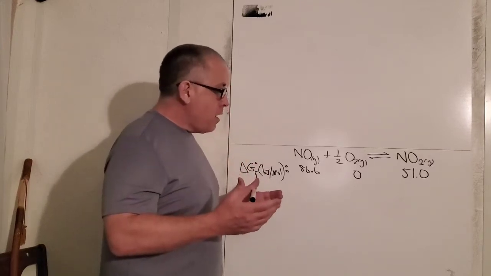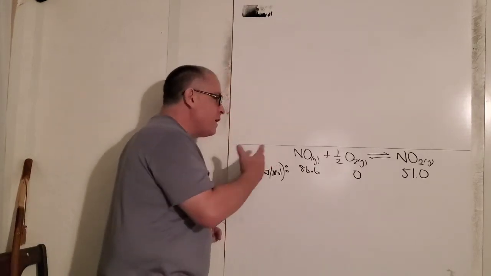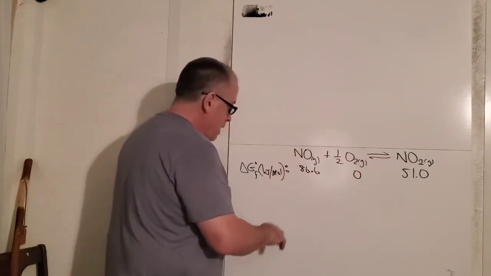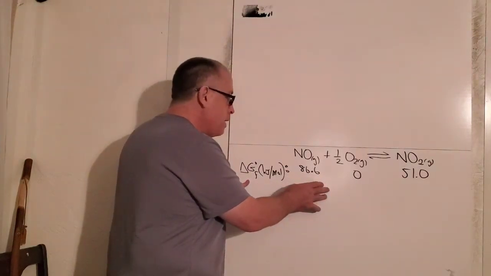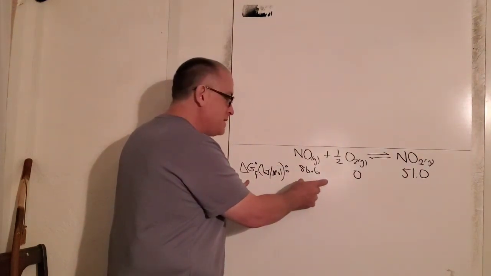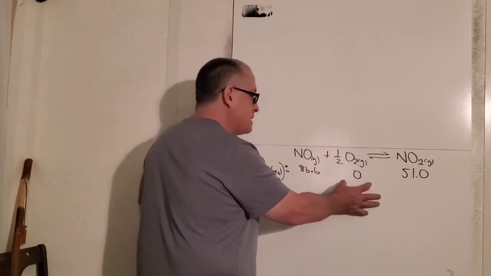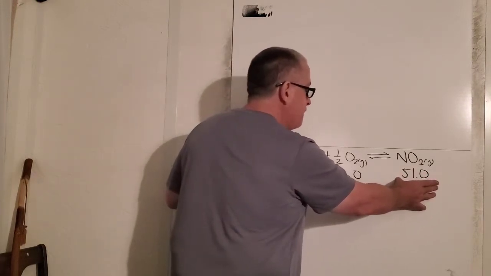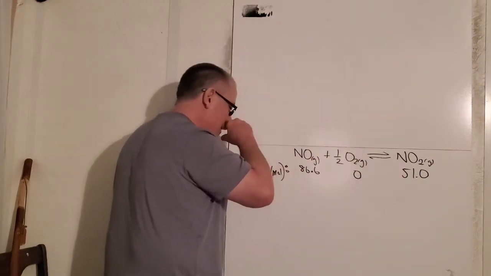Okay, what I'm going to talk about now is some more Gibbs free energy stuff. If I have this chemical equation and I look up the Gibbs free energy of formation of each one of these, for NO gas the Gibbs free energy of formation is 86.6. For oxygen gas it's going to be 0. And for NO2 gas it's going to be 51.0. This is all in kilojoules per mole. I didn't want to write the units 3 times.